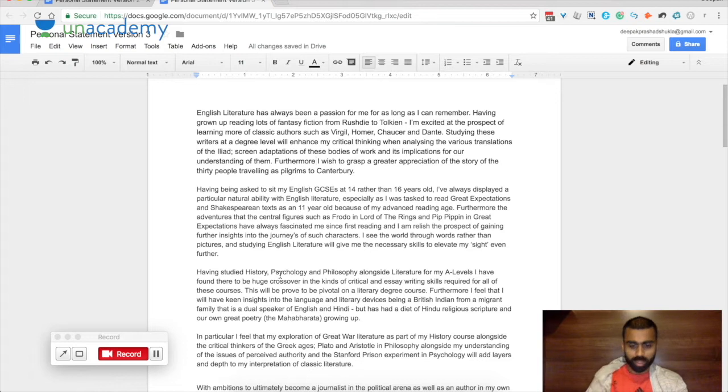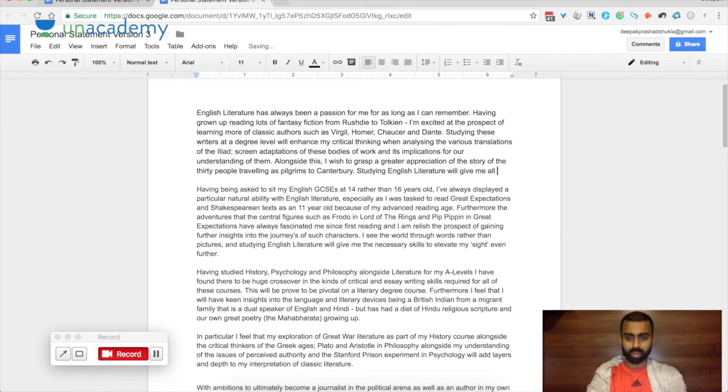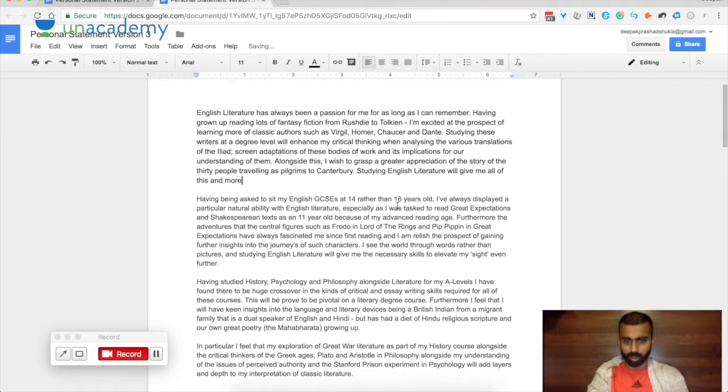Furthermore, I wish to grasp a greater appreciation of the story of the 30 people. Alongside this, because furthermore is like an additional point, alongside this is like next to it, I wish to grasp a greater appreciation of the story of the 30 people travelling as pilgrims to Canterbury. Studying English literature will give me all of this and more.